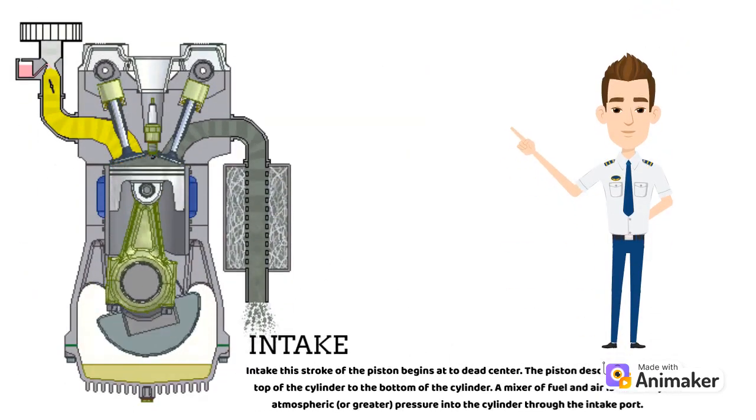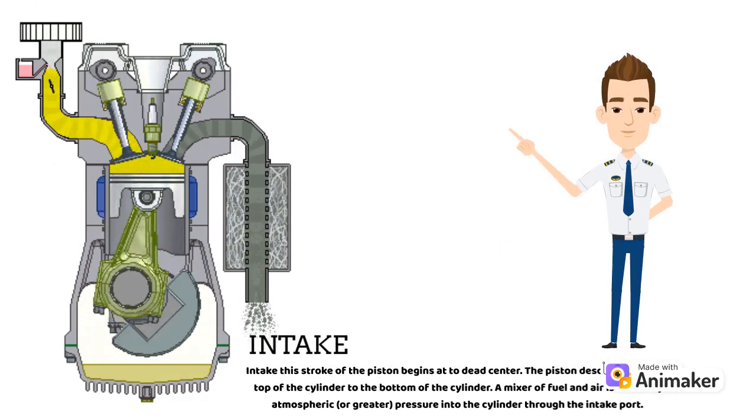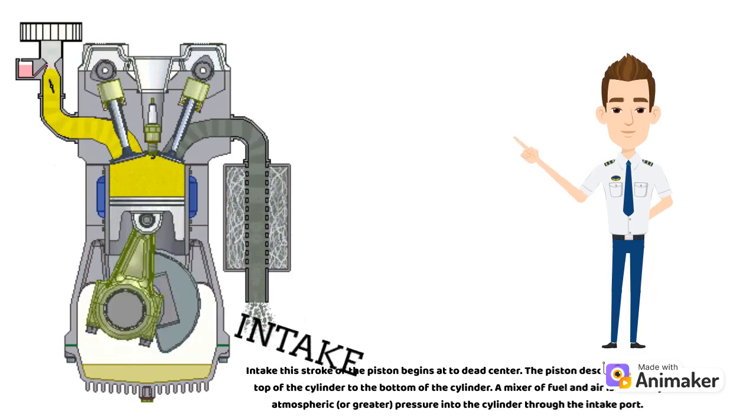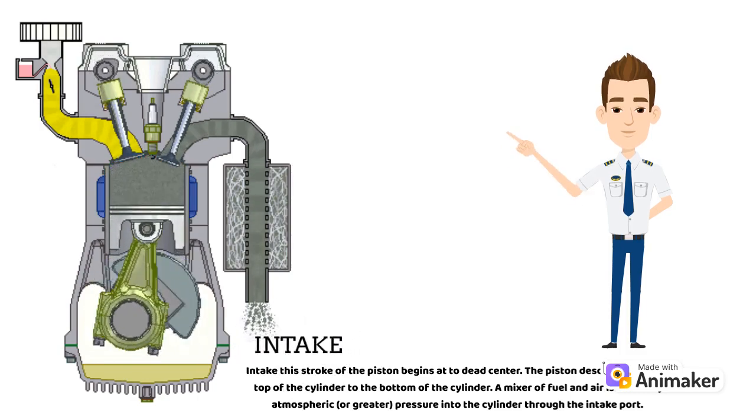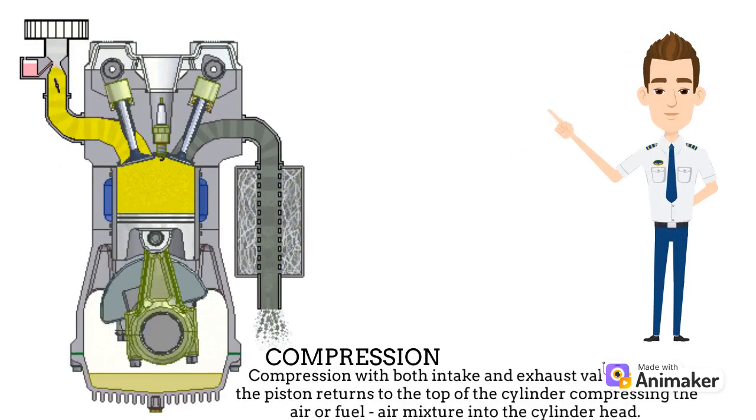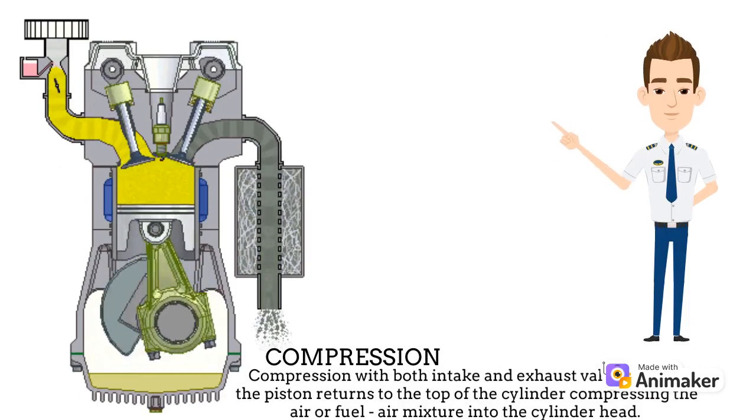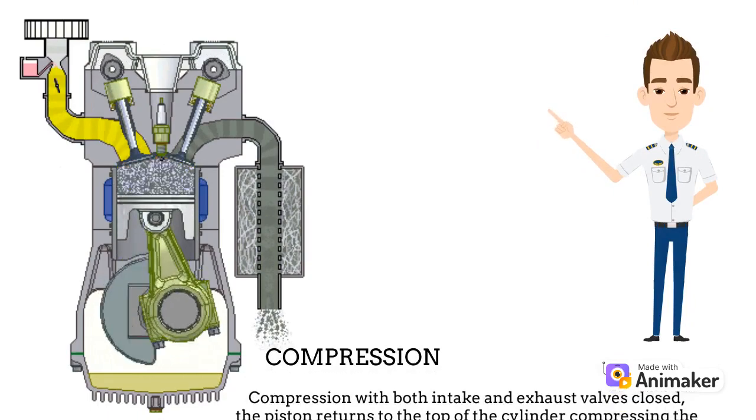The piston descends from the top of the cylinder to the bottom of the cylinder, increasing the volume of the cylinder. A mixture of fuel and air is forced by atmospheric or greater pressure into the cylinder through the intake port. Compression. With both intake and exhaust valves closed, the piston returns to the top of the cylinder, compressing the air-fuel mixture into the cylinder head.